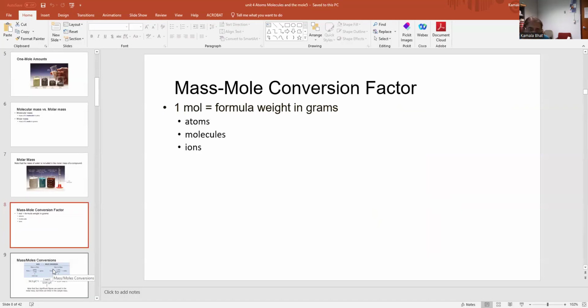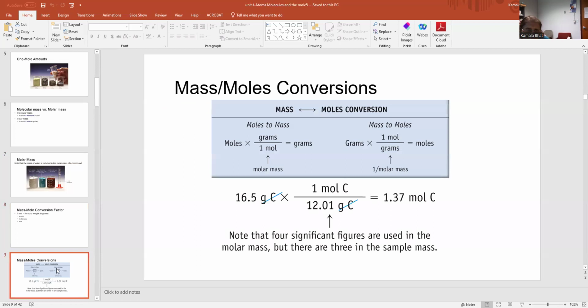Now, just a quick review. 1 mole is equal to the formula weight in grams, and the formula weight can contain atoms, molecules, or ions. Next, the conversion. How do we do mass to mole conversion or moles to mass conversion? These are almost identical, but reverse opposite direction calculations.